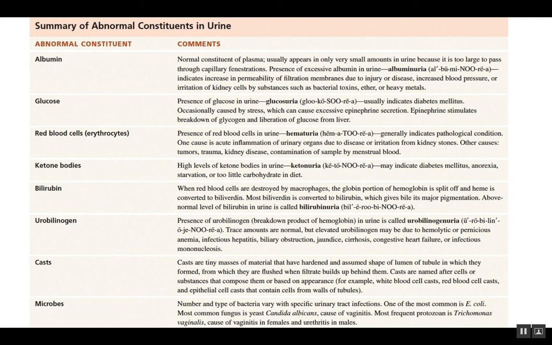So those are those last 4 tables. Hopefully that kind of gives you some clinical knowledge. For example, what normal urine should be, and then what abnormal urine might have.